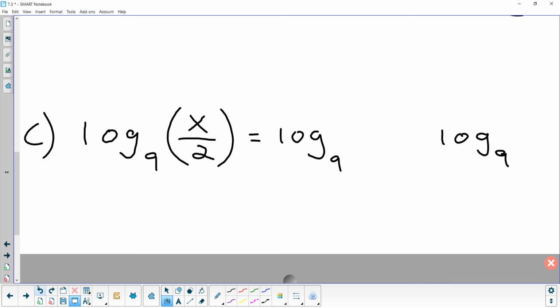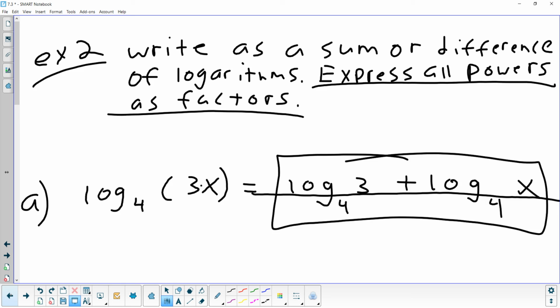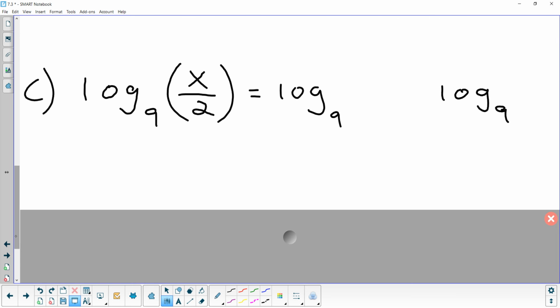For everything that we're doing, I think most of them are going to split into 2. If we hit one with 3, we are going to do that.